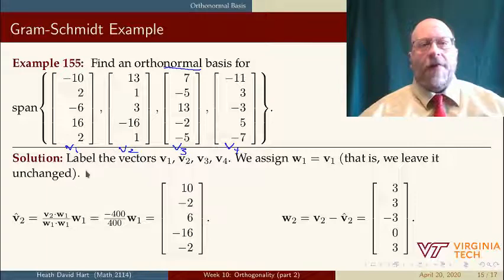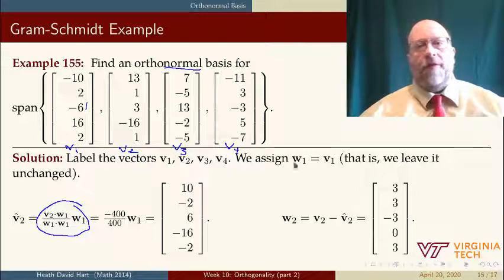So then the second vector gets projected onto W1, which is the first vector. So we take the dot product of these two vectors, that's -400, divided by the dot product of this vector with itself, that's +400. Negative 400 over 400 is just negative 1 times W1. And so V2 hat is positive 10, negative 2, positive 6, negative 16, negative 2.